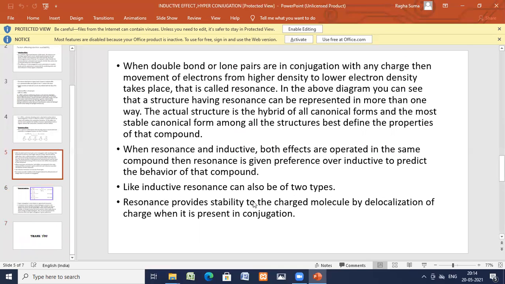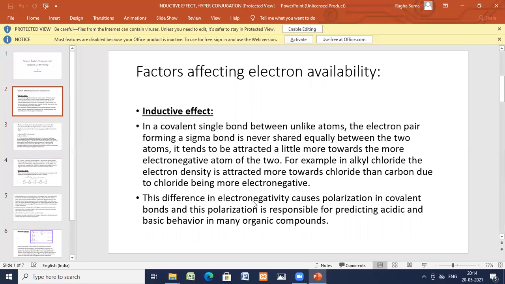So what are the different electronic effects, the factors affecting the electron availability? We have seen the factors affecting the electron availability. These are all the electronic effects. These effects govern the reactivity of the molecules and the chemical reactions. Bond polarization, electron displacement, everything can be explained using these effects. It is due to the electron redistribution.